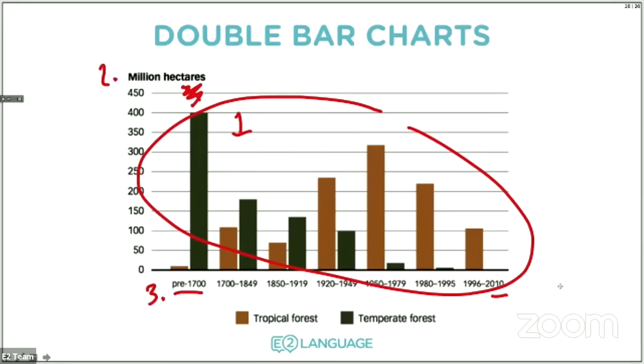2010. I'm going to do it again. This bar graph represents how many millions of hectares were lost, including tropical and temperate, from before the 1700s to 2010. I'm going to do it again. This bar chart represents the number of millions of hectares that were lost to deforestation from before the 1700s to 2010, including tropical forests and temperate forests.